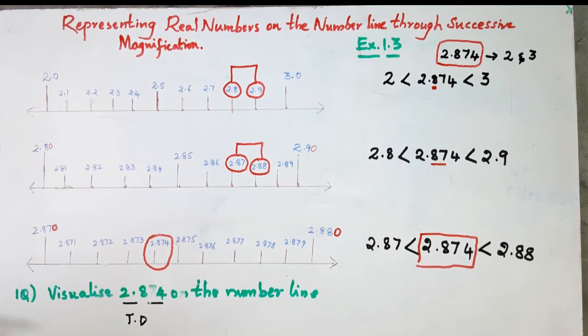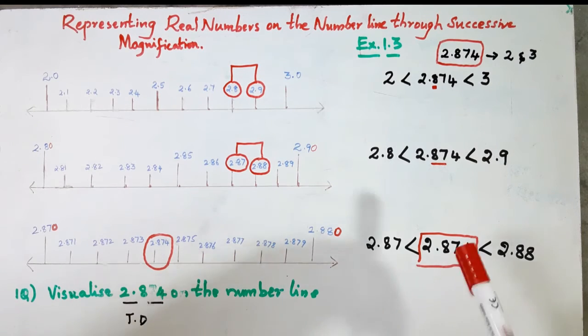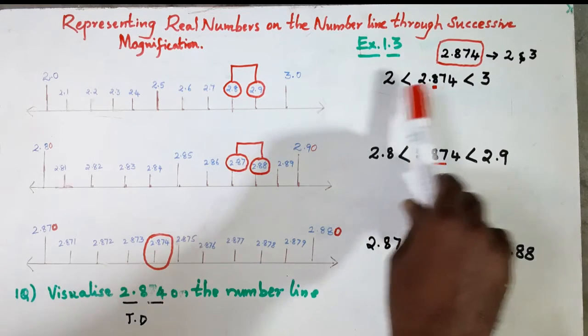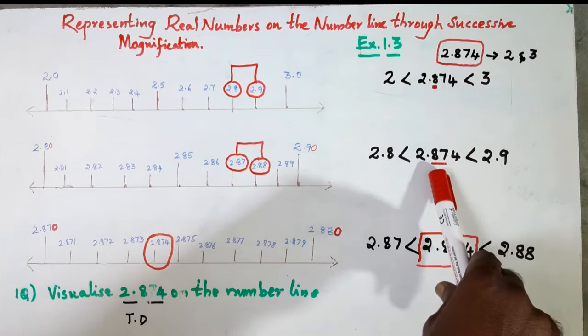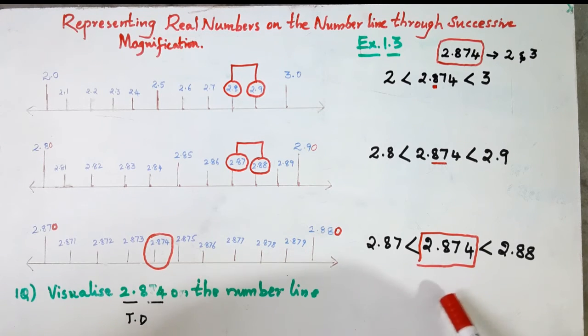Like this we are going to represent real numbers that are terminating decimals through successive magnification on the number line. I hope you have understood the representation of real numbers on the number line, that too terminating decimals. First of all you have to take the integral part 2 to 3, then the first decimal and second decimal, and we are going to get the third decimal. After the decimal you get 3 places. So this is the first problem in exercise 1.3, representing a terminating decimal on the number line.